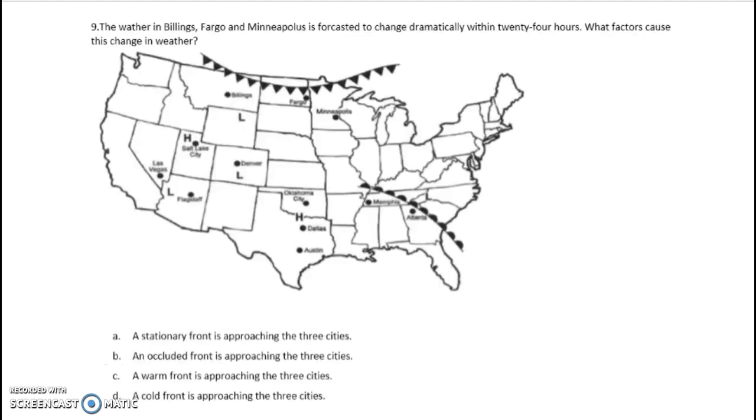Question 9. The weather in Billings, Fargo, and Minneapolis is forecasted to change dramatically within 24 hours. What factors cause this change in weather? A. A stationary front is approaching the three cities. B. An occluded front is approaching the three cities. C. A warm front is approaching the three cities. Or D. A cold front is approaching the three cities.